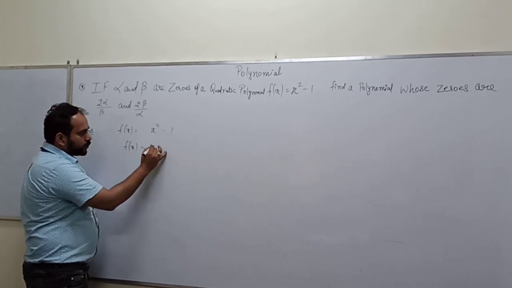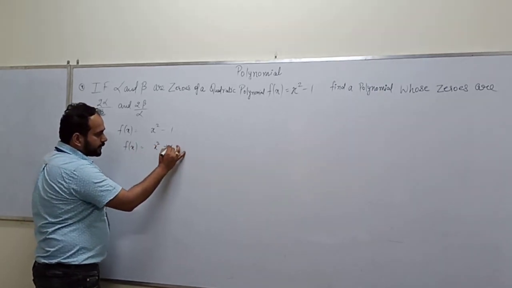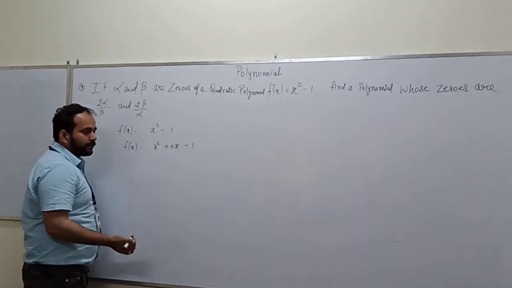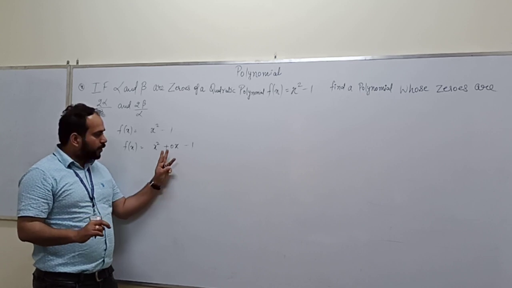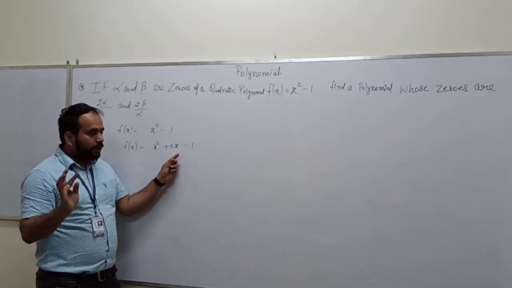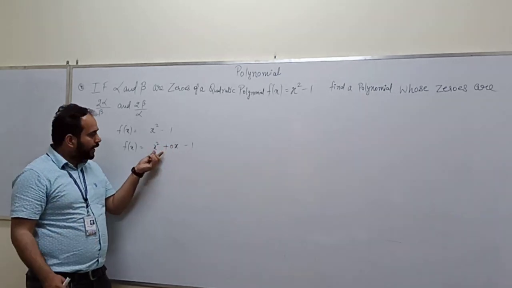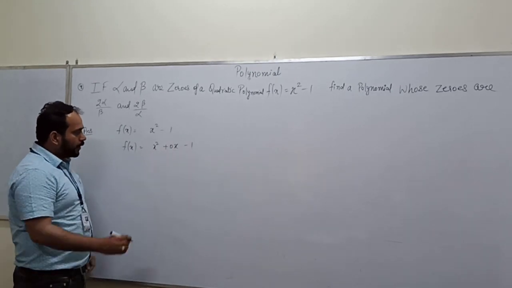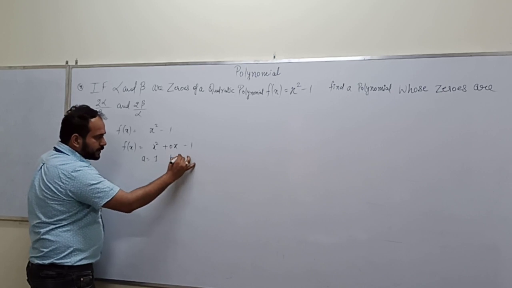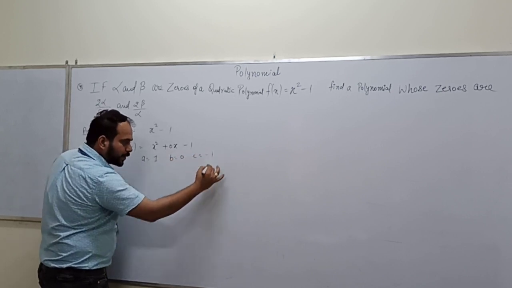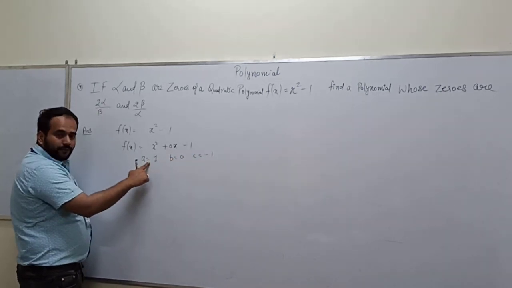f(x) is equal to x square plus 0x minus 1. If x is not given over there, you can let the coefficient of x be 0, because 0 into anything is 0. Automatically it will be replaced. So x square plus 0x minus 1. What is the value of a here? a is 1, b is 0, and c is minus 1. I got the value of a, b and c.